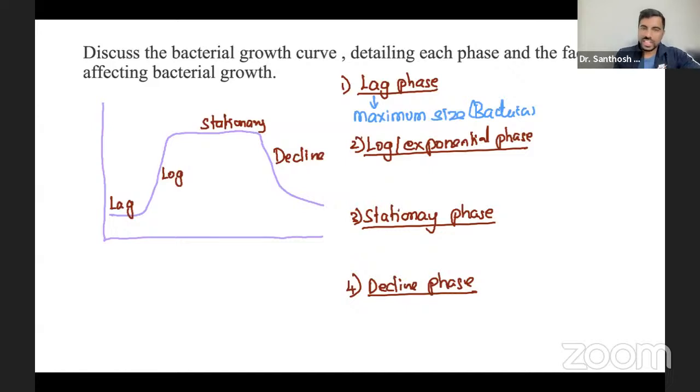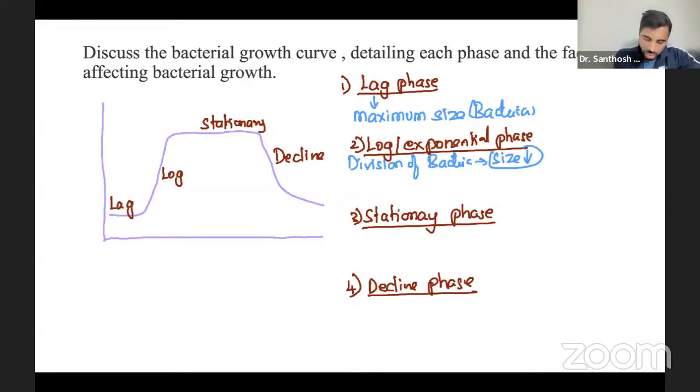Exponential phase, now they're active. Now the bacteria start to divide. Division of bacteria happens. When division of bacteria happens, automatically what happens? Cell size decreases, but multiplication of bacteria happens. So this is the phase where exponential growth is happening.